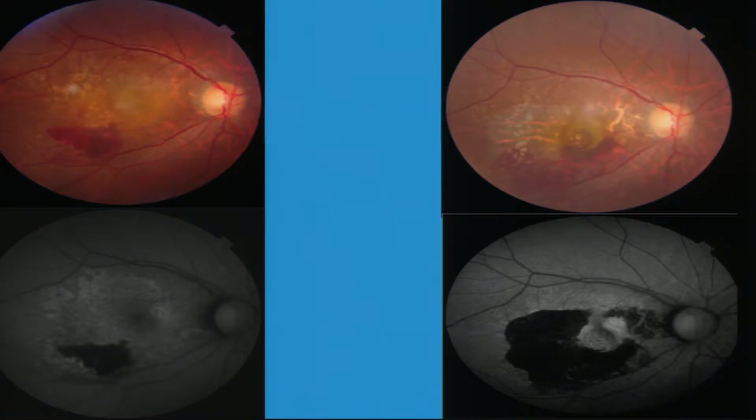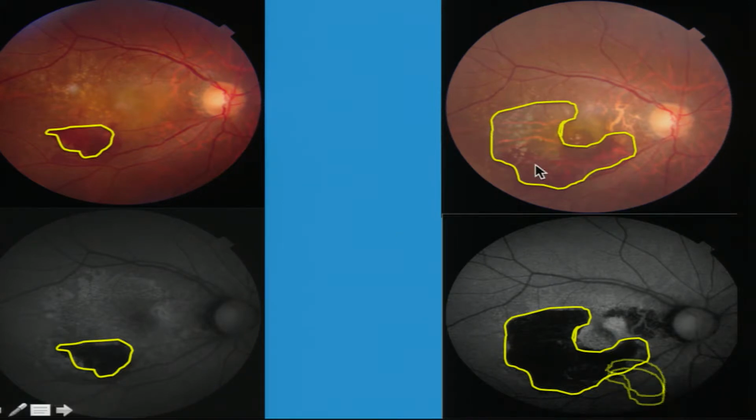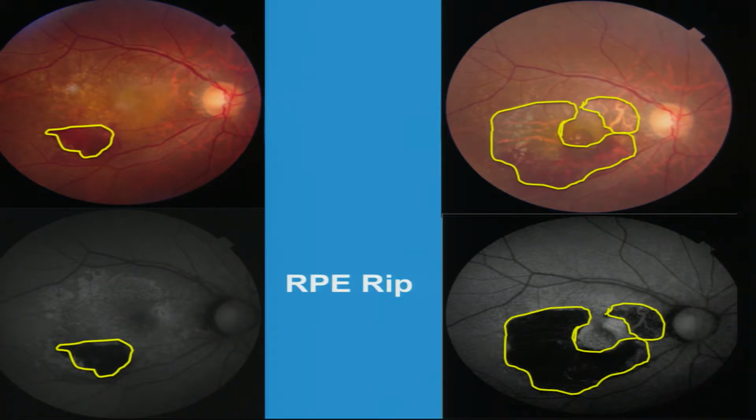But when we look at the autofluorescence, which actually brings very important information, if you look at the pre-injection autofluorescence, you will see that this subretinal hemorrhage was corresponding to the hypoautofluorescence seen there. But if you look at the post-injection autofluorescence, the hypoautofluorescence is much larger than the area of the subretinal hemorrhage on both sides, and this is how we diagnosed the patient to have an RPE rip, which is called a double RPE rip on both sides, which is one of the very rare complications after anti-VEGF injection.